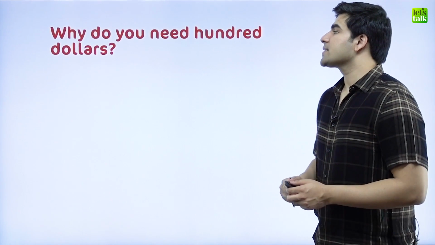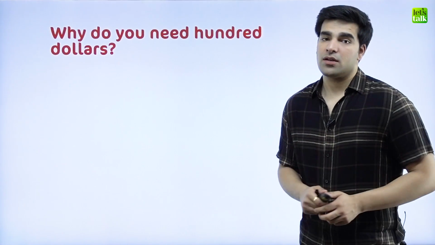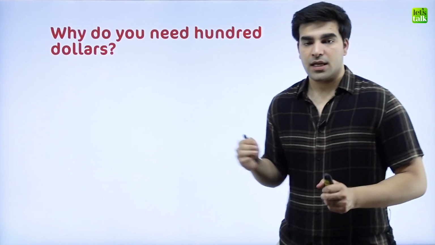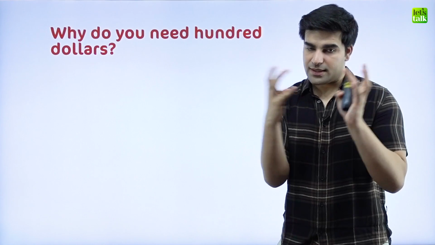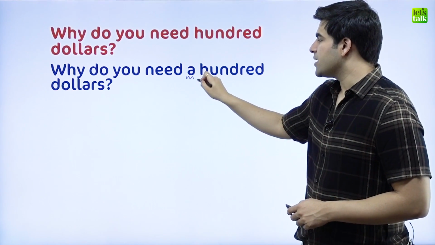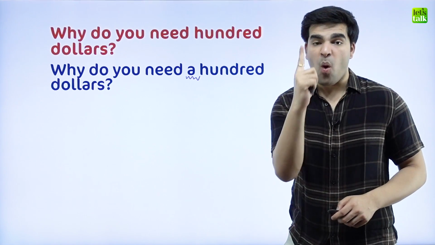The next one is "why do you need $100?" Now if you see here, $100 is being counted as one sum of money together. It's one noun together. And therefore, with that, we are going to use $100 because we are talking about 100.